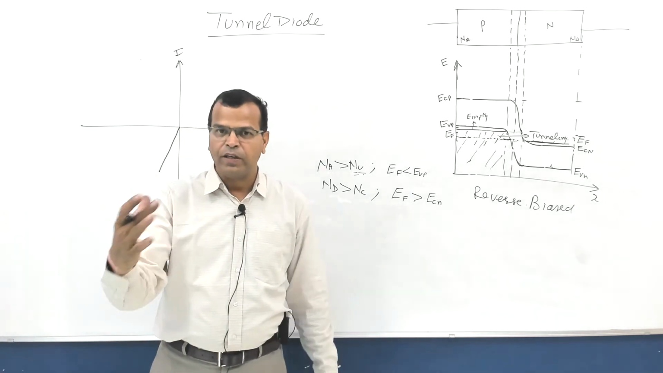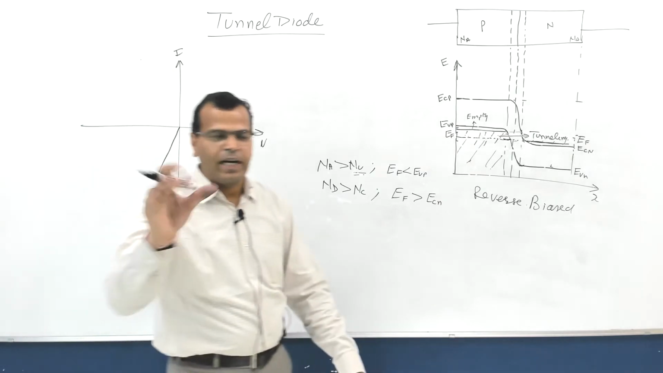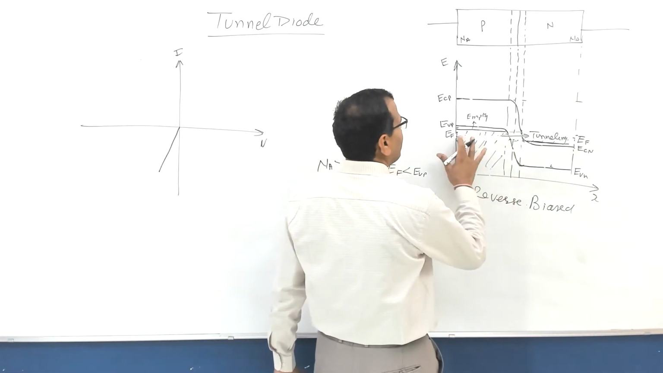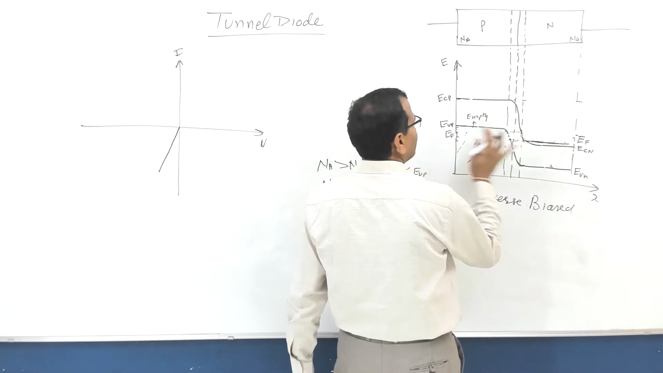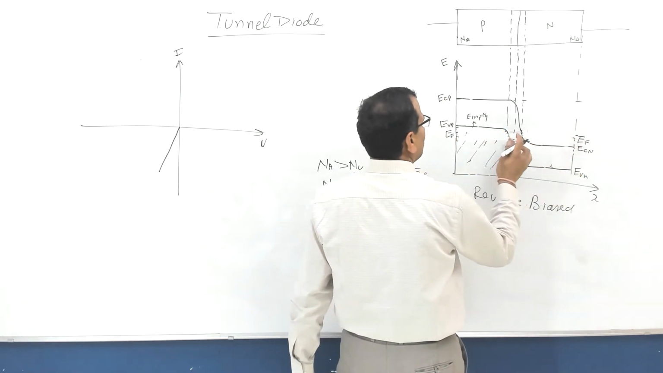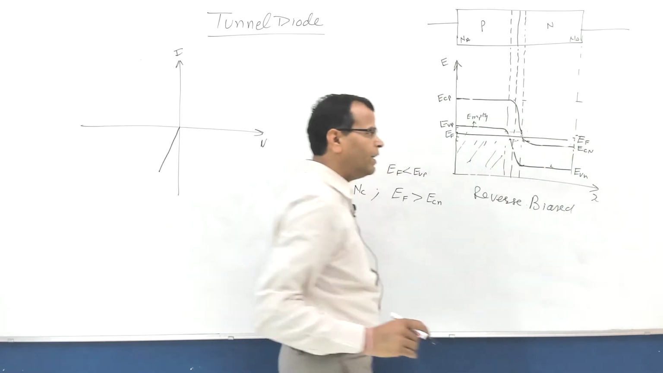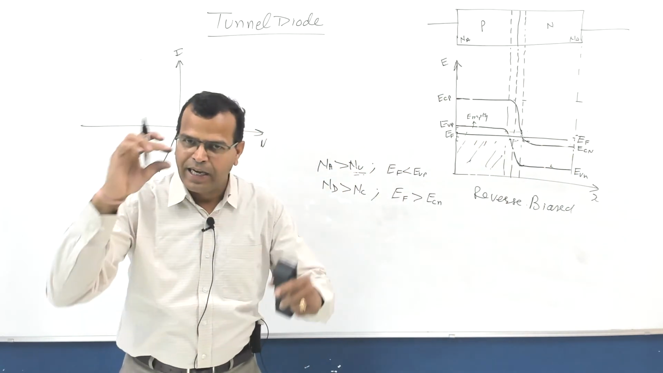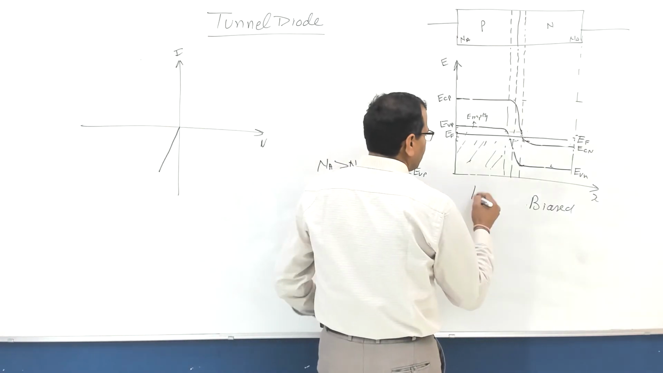Now that was the case when it is reverse bias. So current will be increasing almost linearly. Now let us take another case. I'll be back again with the open circuited case. Let us talk about the open circuited case. This was the case. Fermi level on both sides is at the same level. Now I will be talking about forward biased.